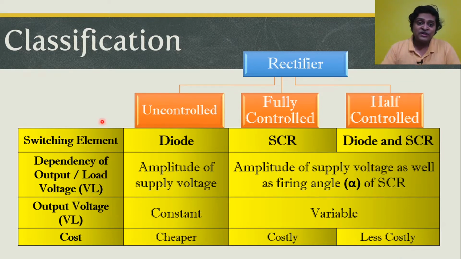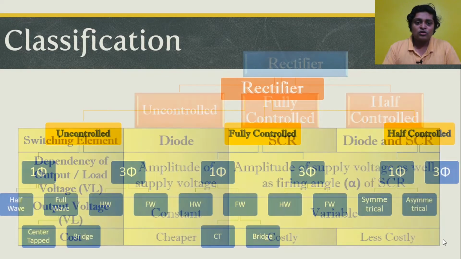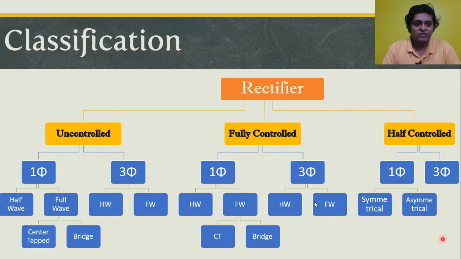Let's further classify these uncontrolled, fully controlled and half controlled rectifiers on the basis of the circuits available. So rectifiers are further classified on the basis of supplies: single phase and three phase. Single phase is further classified into two types, as we traditionally know: half wave rectifiers and full wave rectifiers, or you can say converters. Full wave converters are further classified into two types: center tap and bridge.